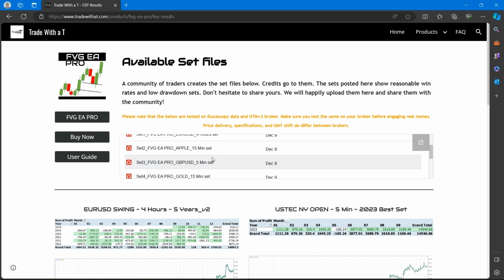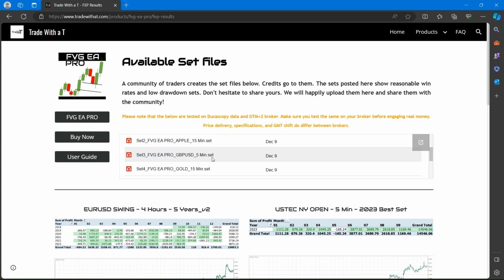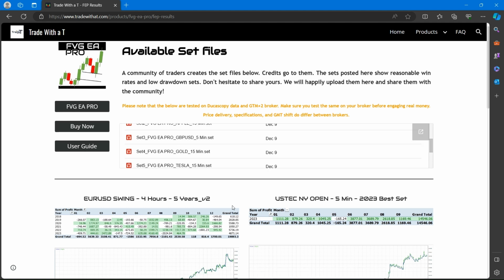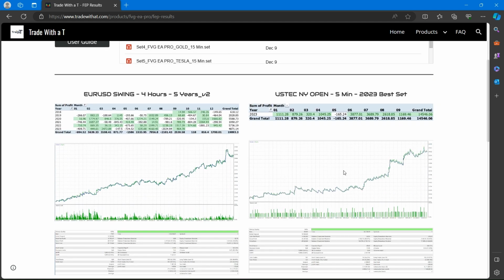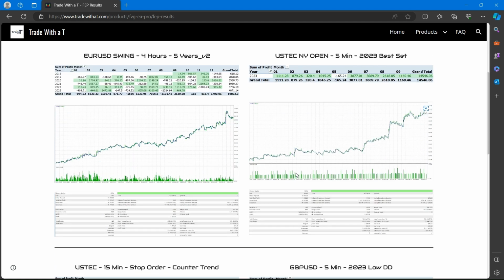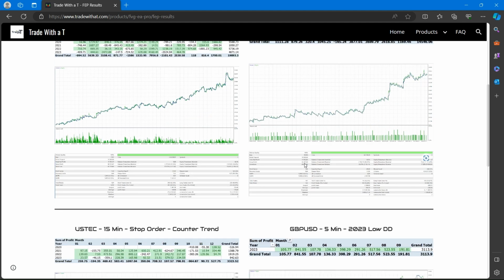Make sure that you test really on your broker data, because all the sets here are tested on GMT plus 2 Dukascopy data, and there's a difference between brokers, even in price delivery, even in spreads, even in GMT time, and so on. So make sure, please, to test it on your broker, and make sure to adjust it. Those starter sets are really profitable long term. If you want something short term, don't hesitate to do what I'm gonna show you now.